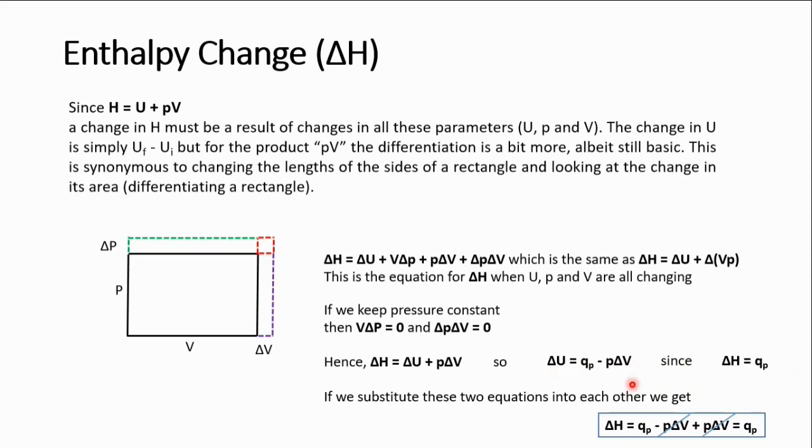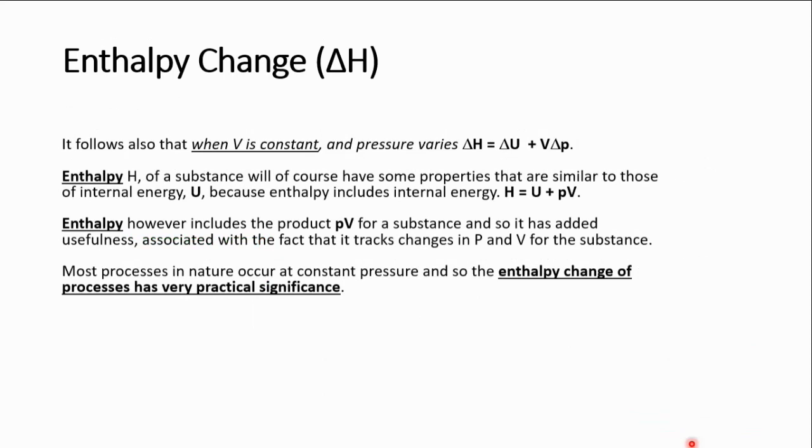Wherever you have one thing, you basically substitute in another, and so they cancel out. Now, it follows also that when V is constant and the pressure varies, delta H is equal to delta U plus V delta P. Now, enthalpy of a substance will, of course, have some properties that are similar to those of internal energy, because enthalpy actually comes from internal energy.